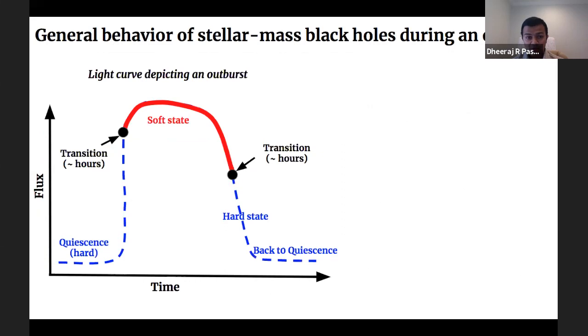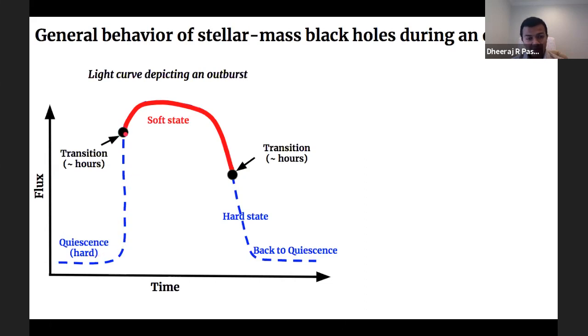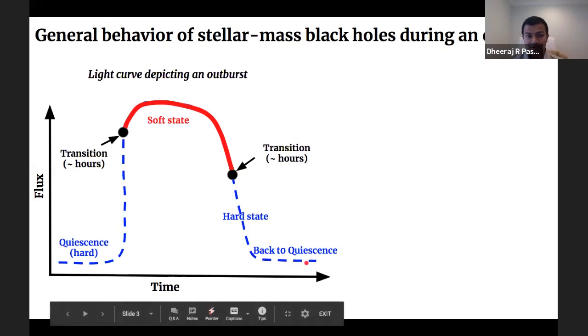That can be shown here in a schematic. They start off in the quiescent state at low fluxes, and as the outburst starts, somewhere near the peak, they transition into the soft state, which means the amount of emission coming out of the systems is really dominated by the newly formed accretion disk. At some point, they transition back into the hard state, where the emission is dominated by the compact corona, and eventually they move back into quiescence.